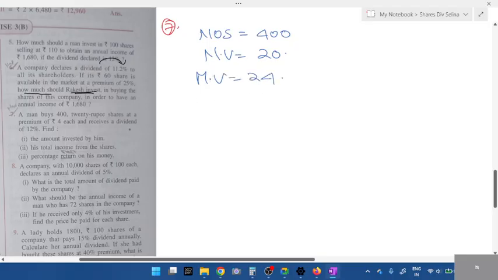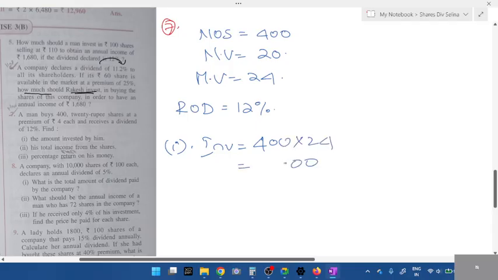And the dividend is given in percentage. What do you take? The rate of dividend is 12%. Amount invested by you. What is the investment formula? Rupees 9,600.